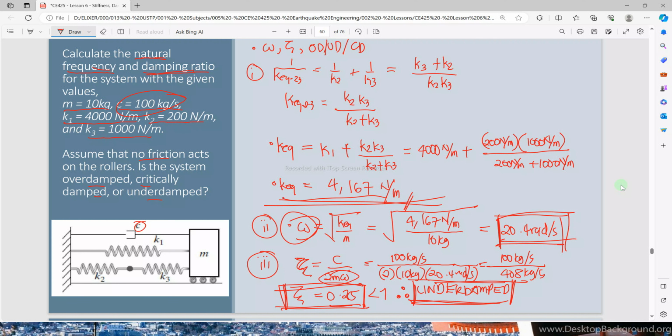And then, since the ratio is less than 1, therefore, this structure is underdamped. That's all.